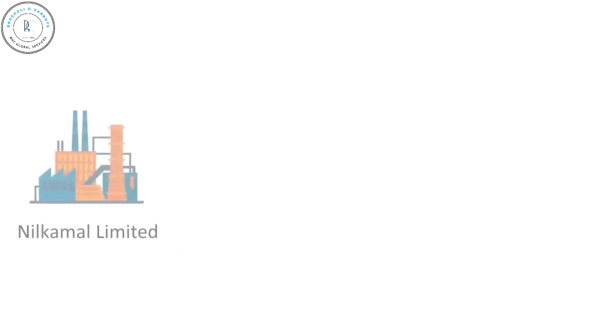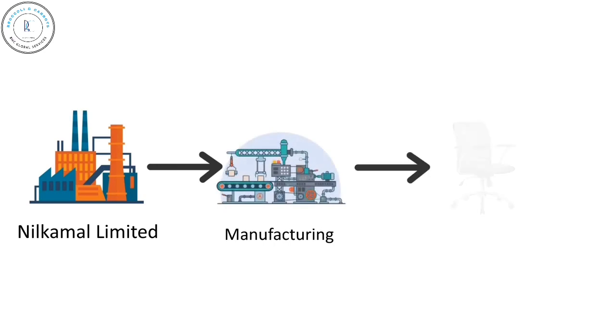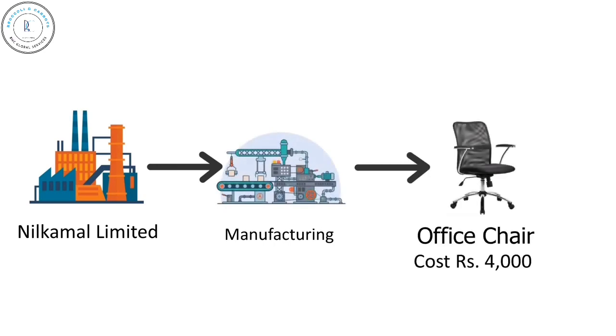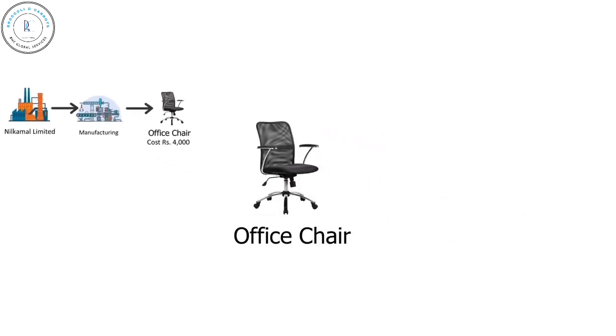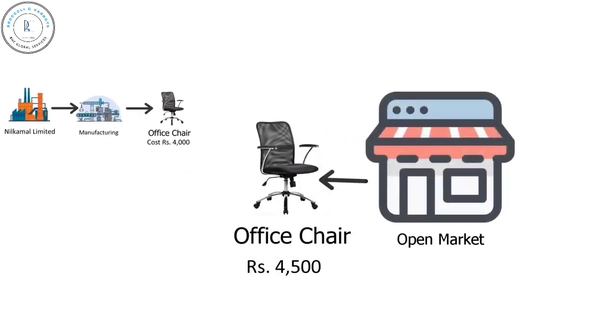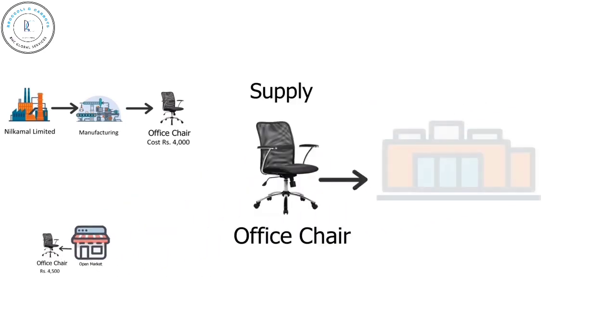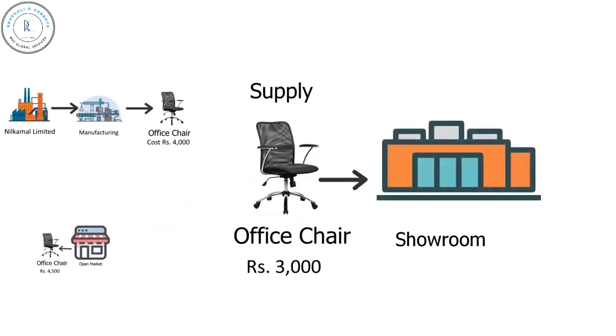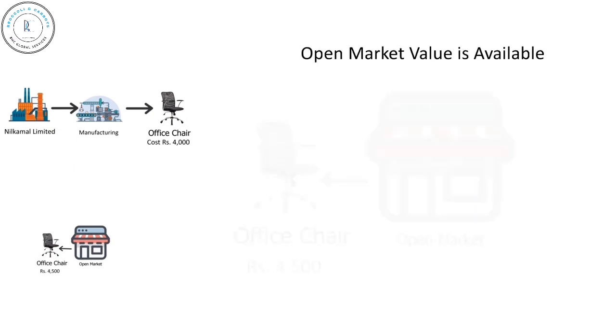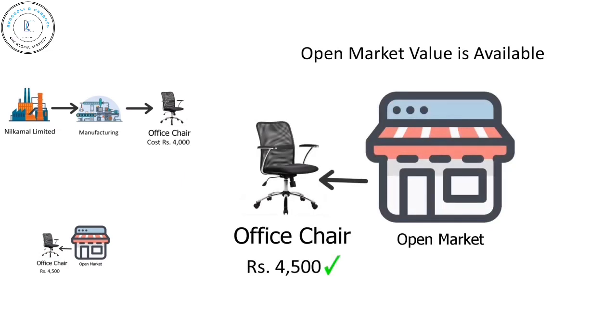Example: Nilkamal Limited is manufacturing office chairs and the cost of manufacturing is 4,000 rupees per chair. Similar chair in open market is valued at 4,500 rupees. These chairs are supplied to a furniture showroom at the rate of 3,000 rupees and balance in non-monetary consideration. Now, since the open market value is available, 4,500 rupees will be considered for the valuation of supply.